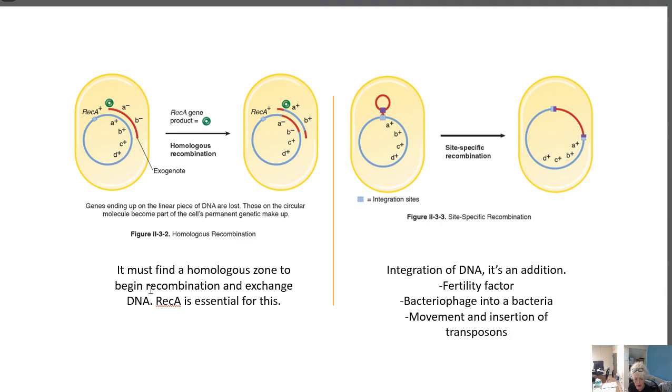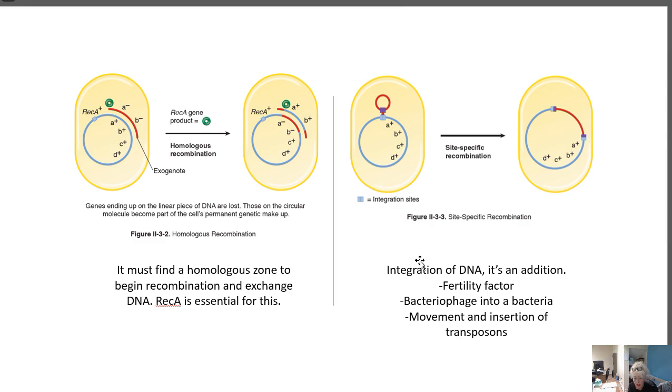Homologous recombination between two bacteria: they have to find a homologous zone to begin recombination and exchange DNA. RecA is essential for this. So remember we talked about the pilus on the bacteria, right? That is used as a sex pilus through conjugation to meet with the other bacteria and insert its chromosomal contents so that that bacteria will change and produce more.